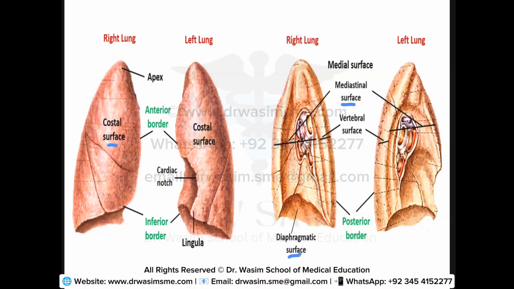Now, in addition to this, there are some borders, and this is the anterior border, which is quite sharp for the right lung. Then we have the inferior border, as you could appreciate from here, and then we have the posterior border. So there are three surfaces and three borders which are important. You can take your time and review this diagram as well.